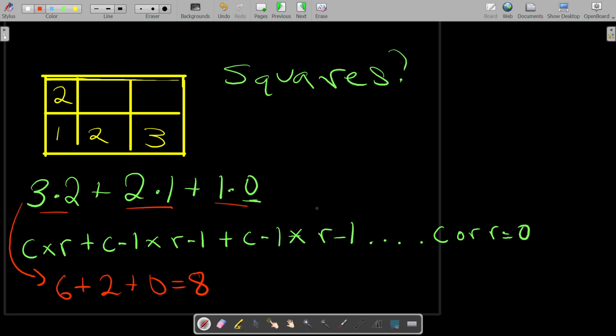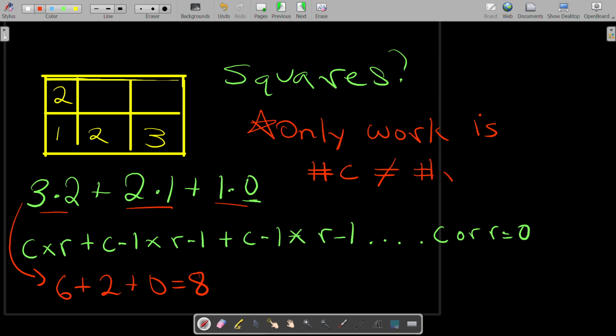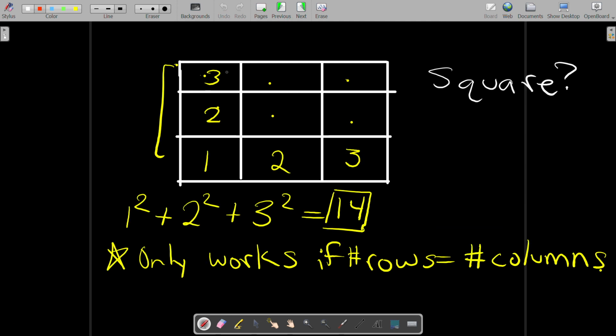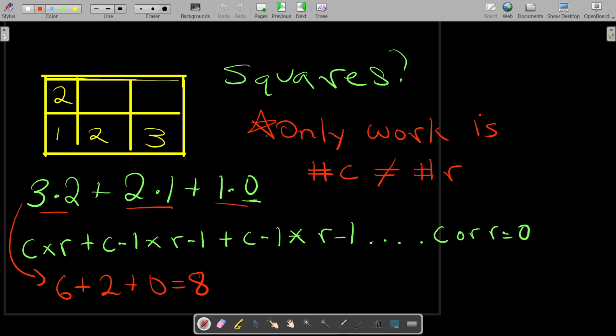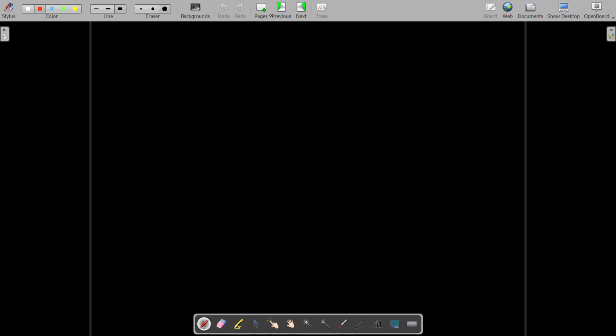So this strategy only works if number of columns does not equal number of rows. So this is a strategy if you don't have equal number of rows and columns. Because in the previous example we had 3 rows, 3 columns. Here we only have 2 rows and 3 columns. Okay, so that's how you find squares.